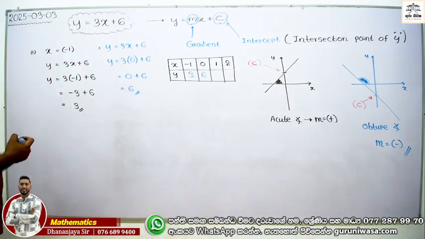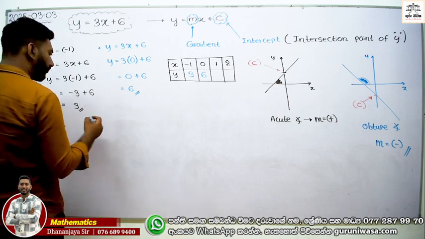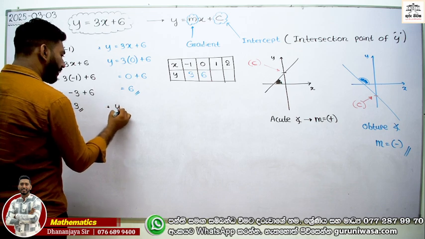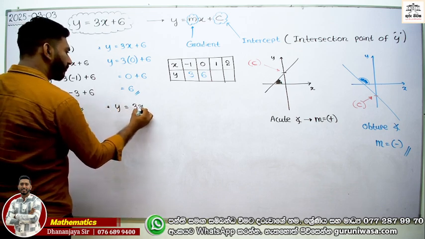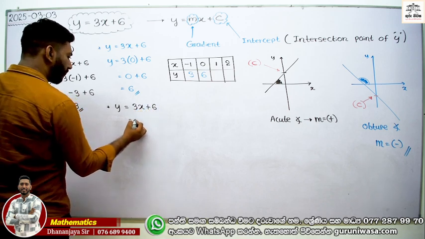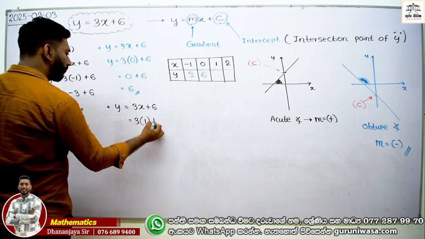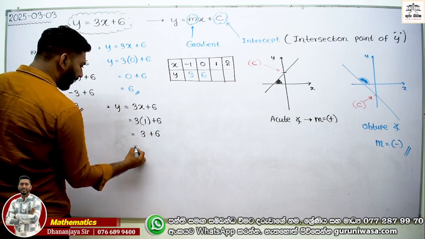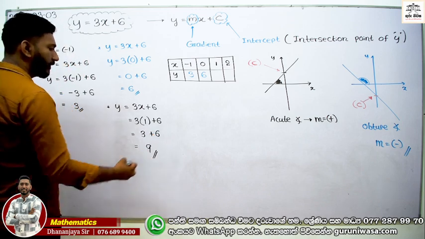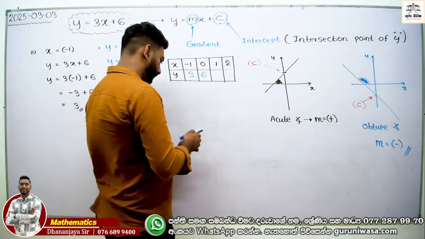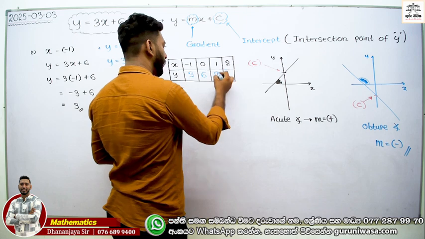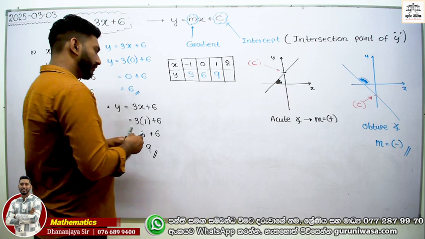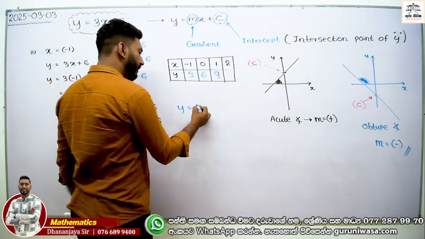And next one, x becomes 1. Y equals 3x plus 6. Therefore 3 times 1 plus 6. 3 times 1 is 3, plus 6 becomes 9. So the answer is 9. Right? 9.